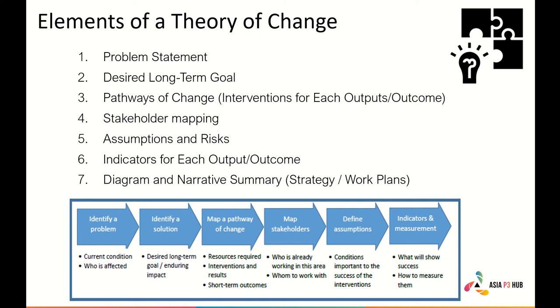Number 7, which is the last of the 7 components in this theory of change. It's diagram and narrative summary. This is usually a one-page summary that allows you to explain your theory very clearly. It's in a diagram format, just the same as the one that I showed you earlier, but I will show you later on some more.